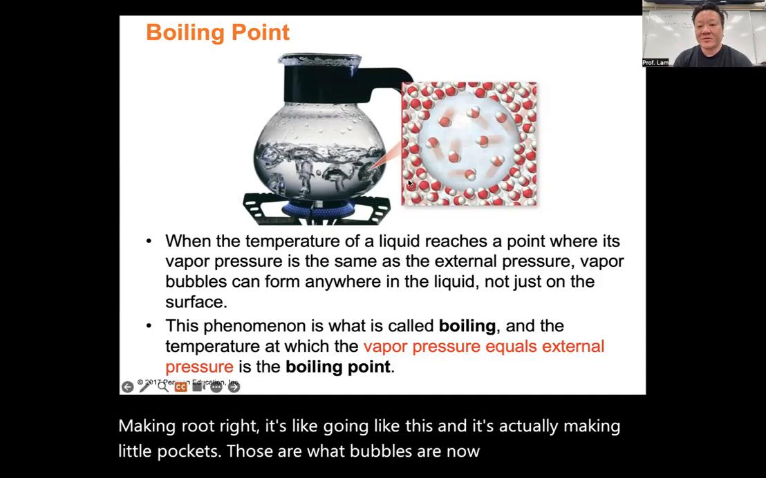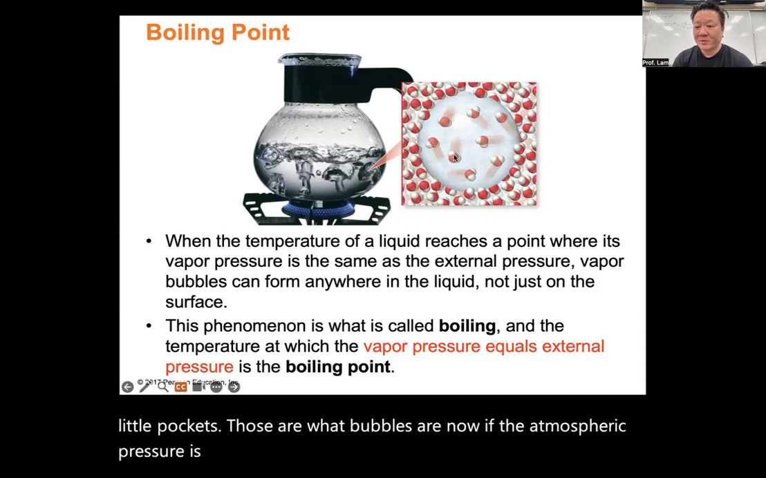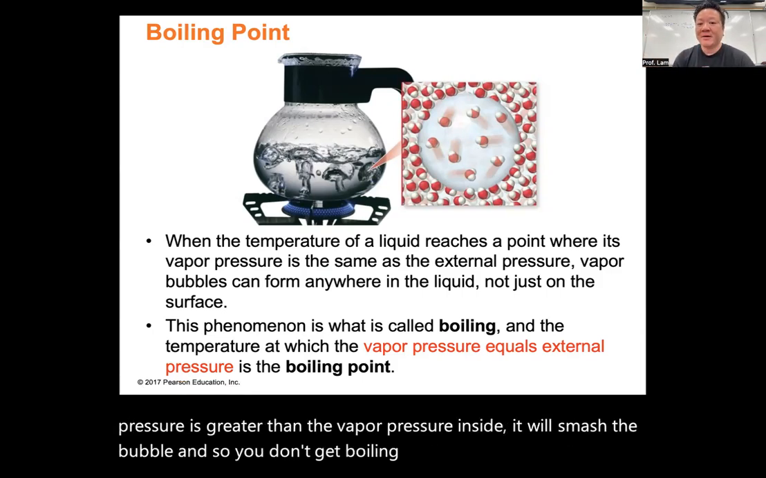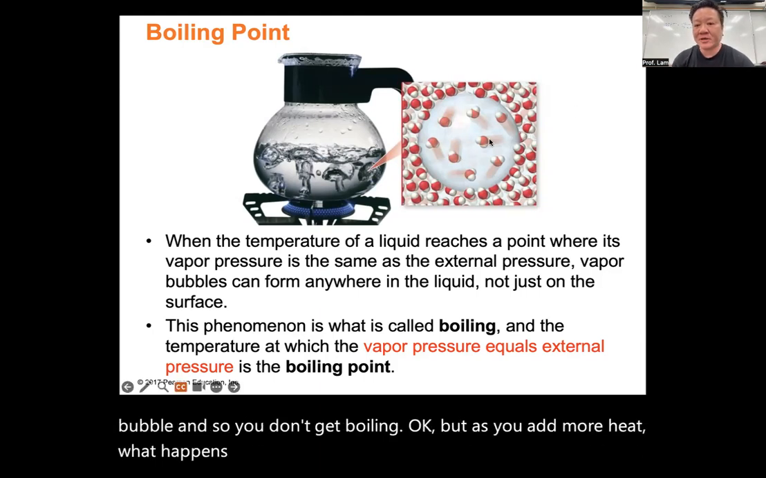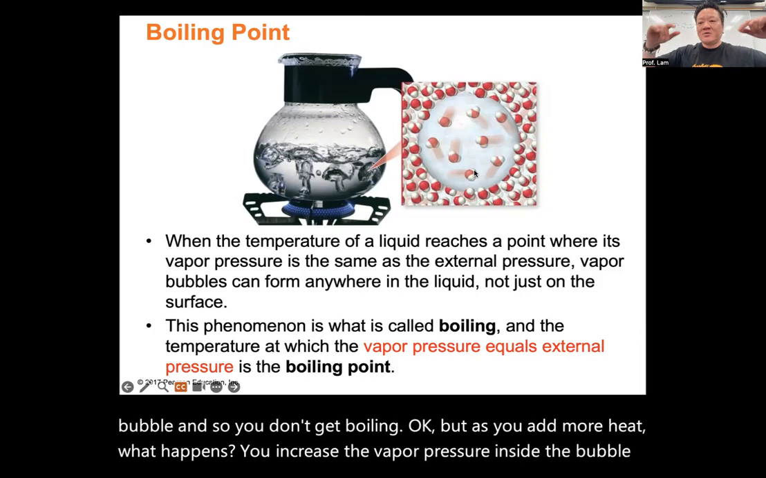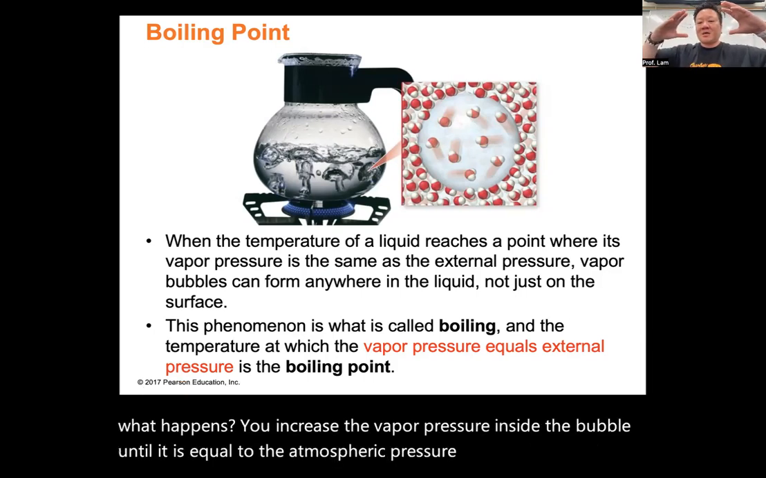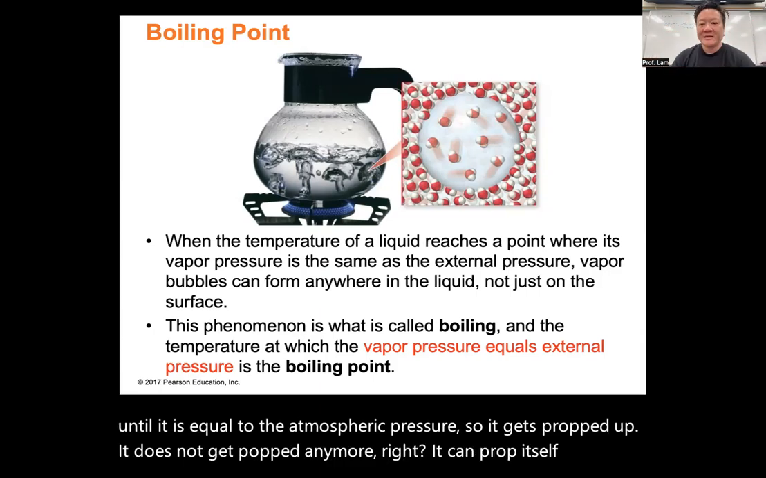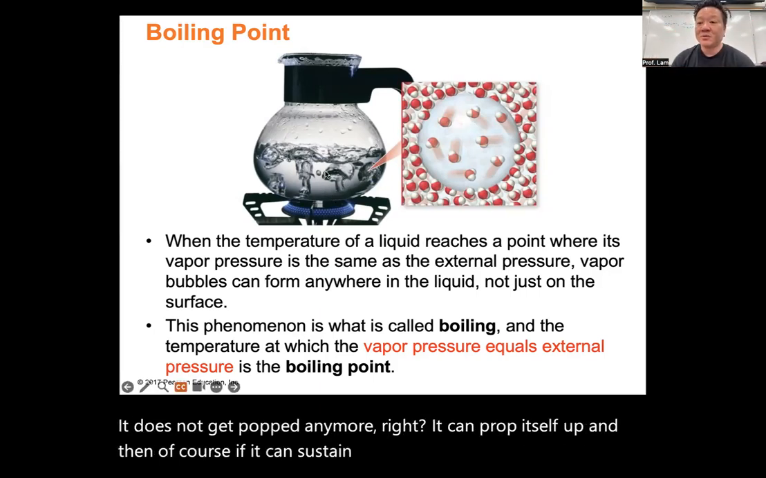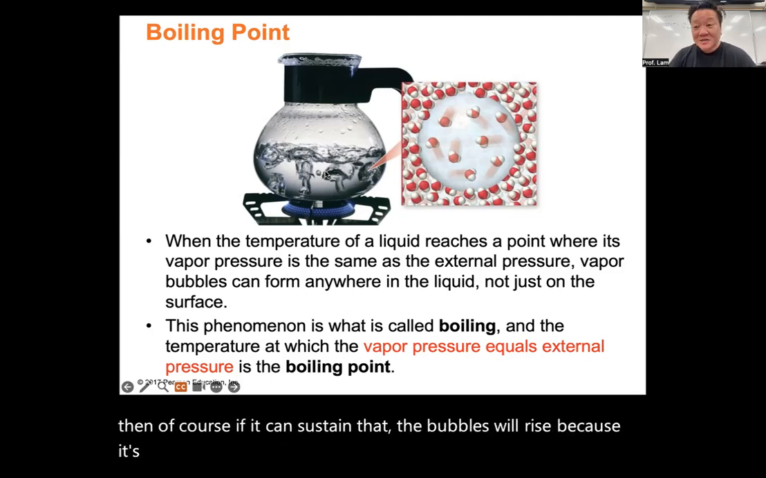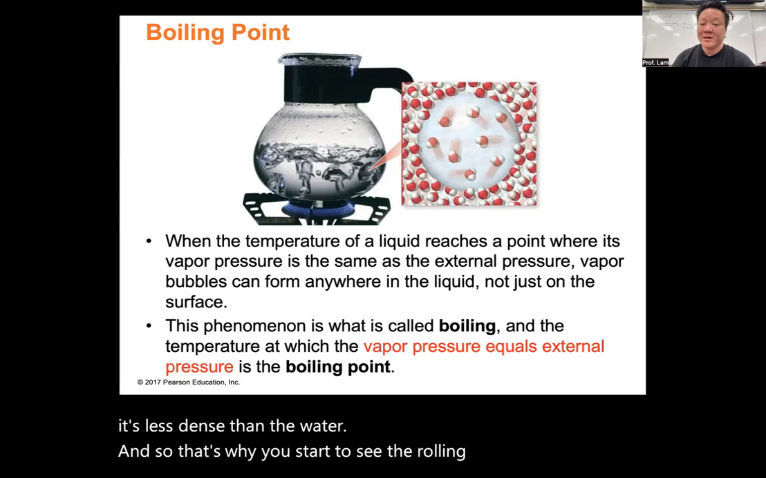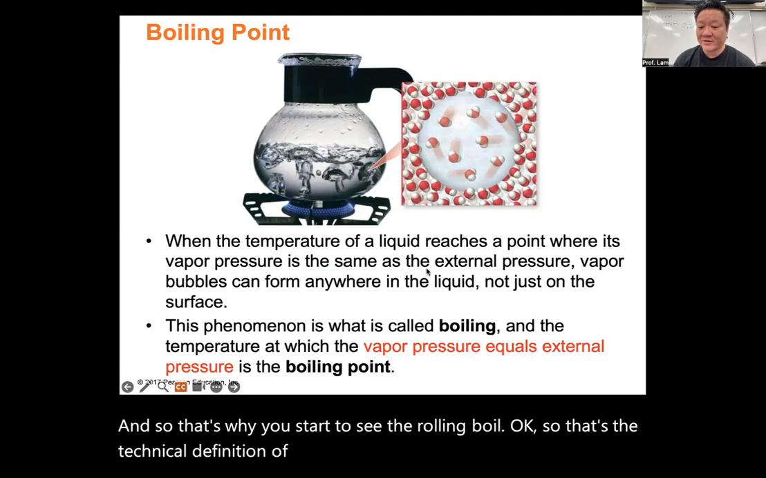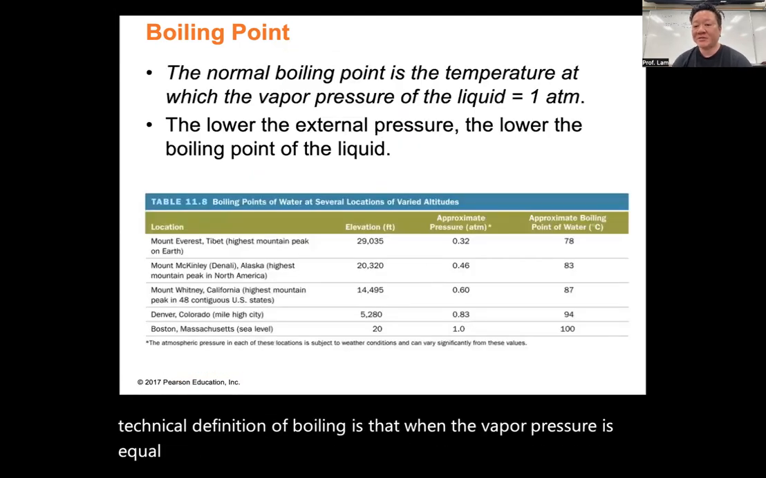Now, if the atmospheric pressure is greater than the vapor pressure inside, it will smash the bubble, and so you don't get boiling, okay? But as you add more heat, what happens? You increase the vapor pressure inside the bubble until it is equal to the atmospheric pressure. So it gets propped up. It does not get popped anymore, right? It can prop itself up. And then, of course, if it can sustain that, the bubbles will rise because they're less dense than the water. And so that's why you start to see the rolling boil, okay? So that's the technical definition of boiling: when the vapor pressure is equal to the atmospheric pressure.